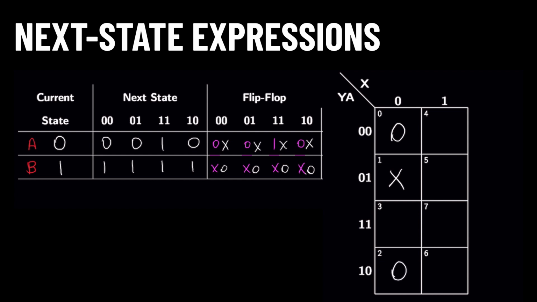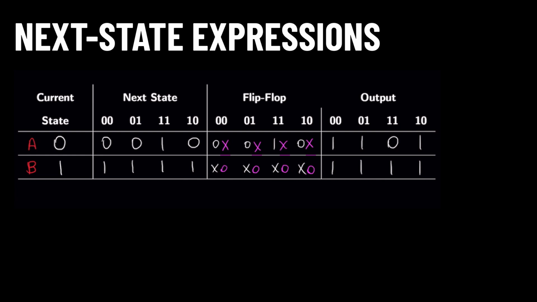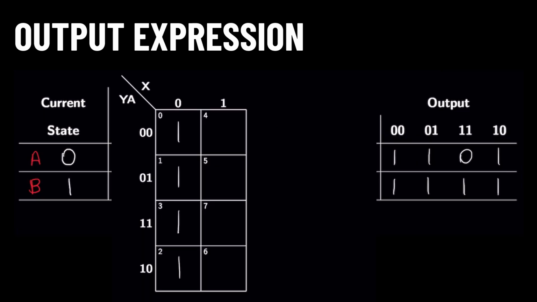Put each of the JA values into a K-map and find that JA equals XY. Notice that KA is always equal to either 0 or don't care, which means we can say that KA equals 0 and connect that pin directly to ground. Then we need to derive the output expression for T. T equals X' plus Y' plus A.